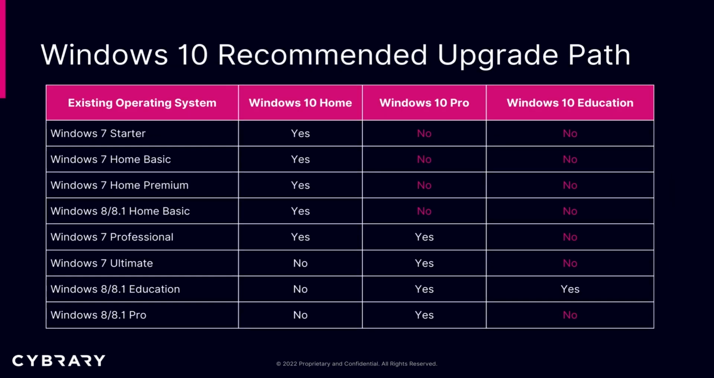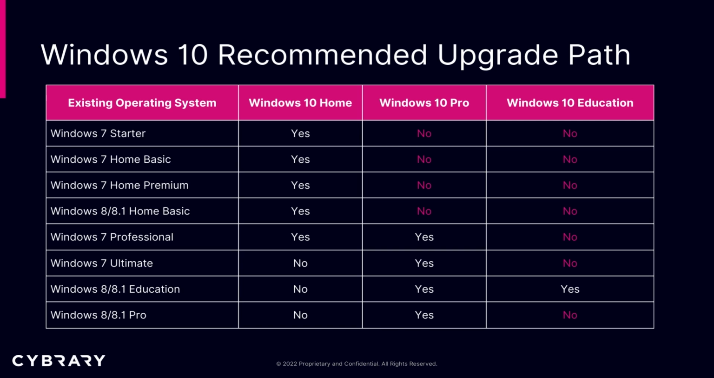Now, when you upgraded to Windows 10, there was a certain upgrade path that you could follow. If you had a certain edition of an older version, you could or could not follow that path of upgrade. So let's look at this real quick. If you had an existing operating system like the Windows 7 Starter and you wanted to go to 10, yes, you can go to Windows 10 Home, but you couldn't go to Pro or the Windows 10 Education version. If you had the Home Basic, you can go to Windows 10, but not Pro. Windows 7 Home Premium, you can go to Windows 10 Home, but not the Pro. Or Windows 8 or 8.1 Home Basic, you can go to 10, but not Pro.